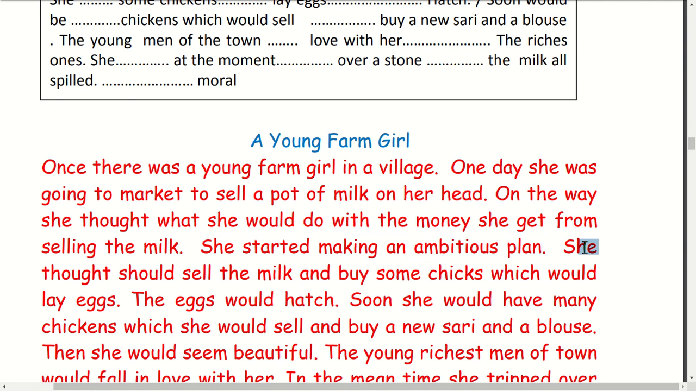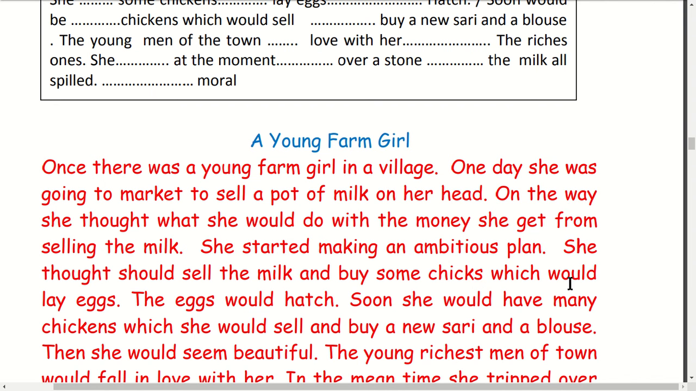She thought, you can write "that" or you can omit it; sometimes "that" can be omitted in reported speech too. She thought she would sell the milk and buy some chickens. There is a spelling mistake here. I hope you will correct the mistake: CHICKENS, I'm sorry. I can correct it here because I'm using this PDF file. So I hope you can do this.